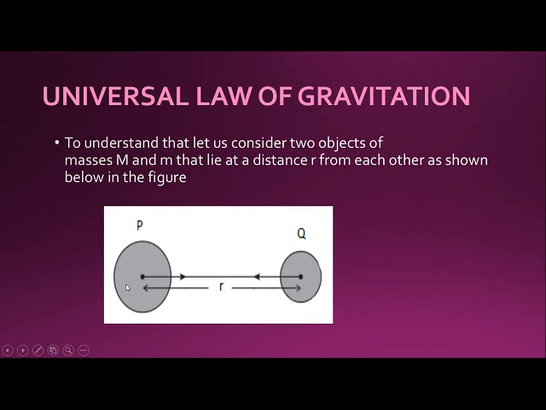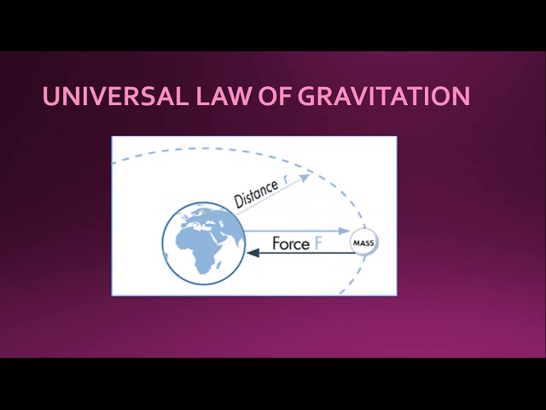Now, let us understand it in a better way with the help of this diagram. Let us consider two objects P and Q, which are separated by a distance d, and this distance we represent here by r. Let the mass of the object P be capital M and the mass of Q be small m. You can understand this concept with this diagram also. This is our earth, and it can be moon. So the force of attraction between them can be calculated in this way also. This is m1, this is m2, and you can see the distance r.